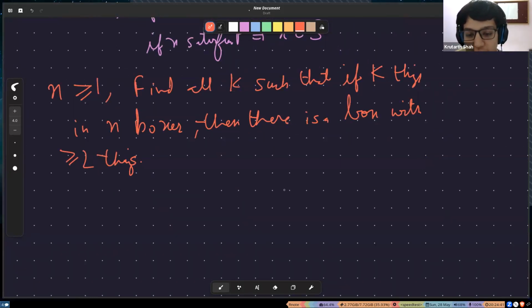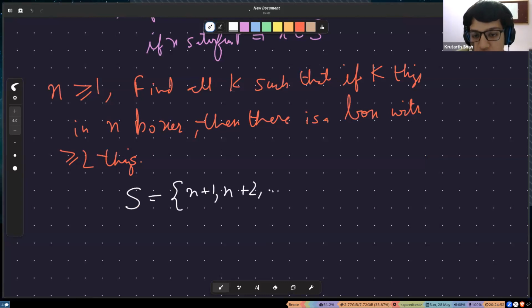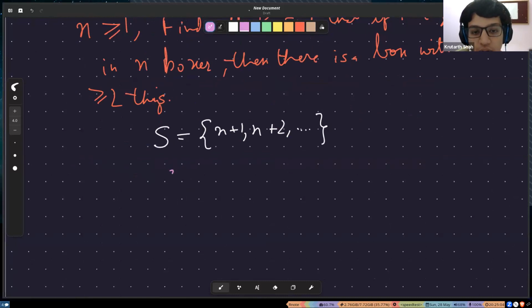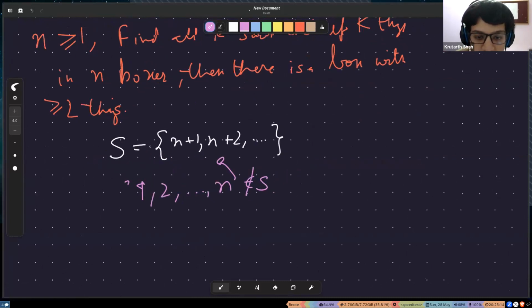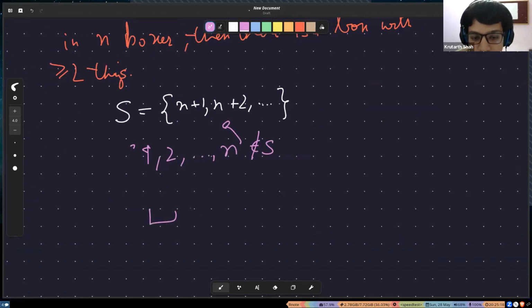Right. So for this again, by pigeonhole principle, it should be fairly clear that the set S we are looking for is n plus 1, n plus 2, and so on. But this is not enough. You can't just say that since pigeonhole principle is true, S is this. You also need to give examples why 1, 2, up to n do not work. Why these things are not in S. You have to show that. So to show that is pretty simple.